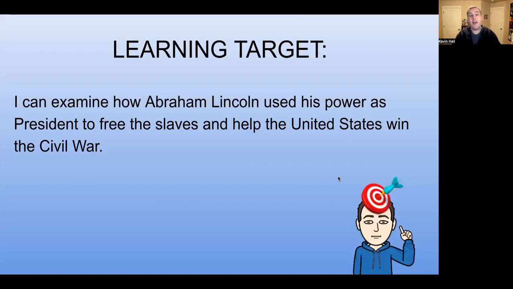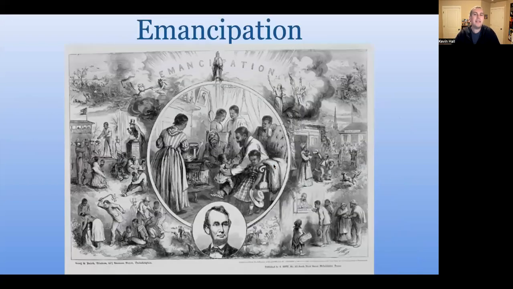Today, we're going to see how Abraham Lincoln used his power as president to free the slaves and help the United States win the Civil War. And he's going to do so with something called the Emancipation Proclamation. That word emancipation means to free something. Emancipation means freedom. To emancipate means to set someone or something free. So emancipation means freeing the slaves.